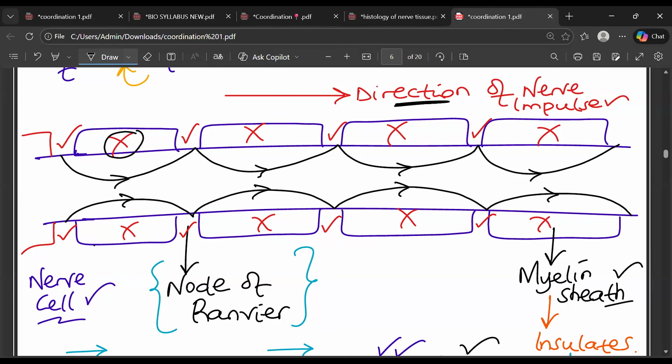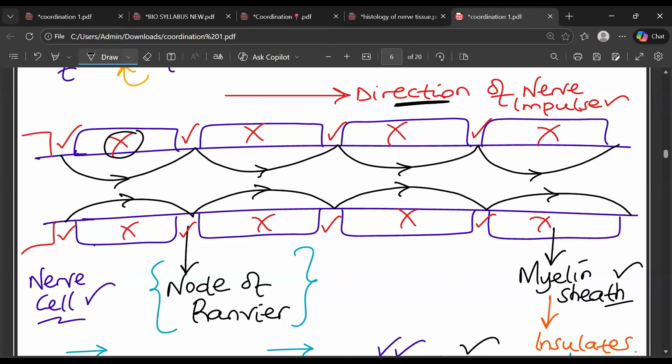But here, where we have the node of Ranvier, there is no myelin sheath, so there is no insulation, so diffusion will only be possible there. So depolarization will only be possible there. So transmission of the nerve impulse will only be possible there. So it will just keep on jumping node to node.